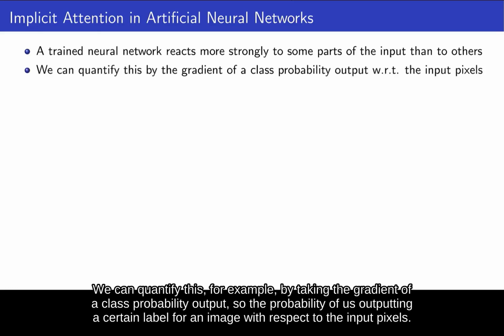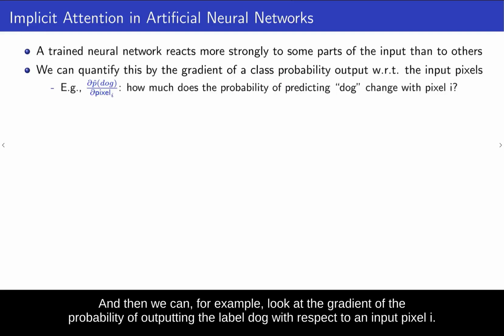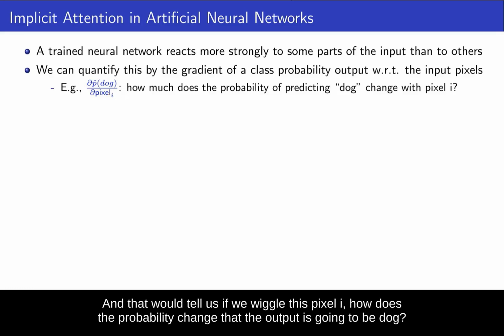We can quantify this, for example, by taking the gradient of a class probability output, so the probability of outputting a certain label for an image, with respect to the input pixels. So we backprop not only to get the gradient of the weights with respect to the class probability, but we backprop further all the way to the input pixels. Then we can look at the gradient of the probability of outputting the label dog with respect to an input pixel I, and that would tell us if we wiggle this pixel I, how does the probability change that the output is going to be dog.